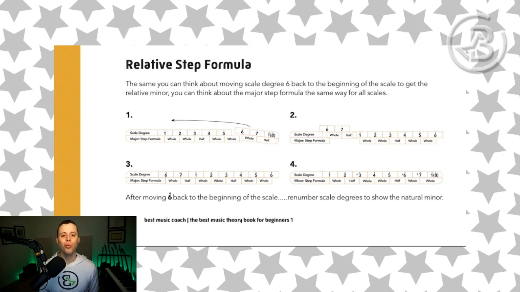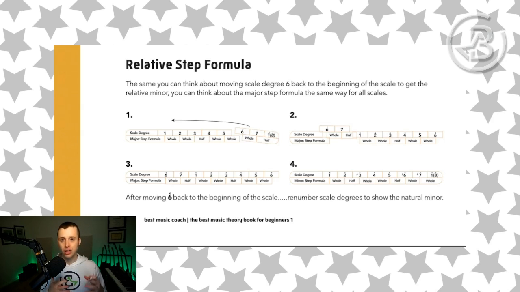We have one more connection to make between our relative major and minor scales. So far you've understood that, for example, a G major and an E natural minor scale have the same exact notes, just in a different order. We can find that E natural minor scale by counting up to scale degree 6 in the major scale of G, so G, A, B, C, D, E.